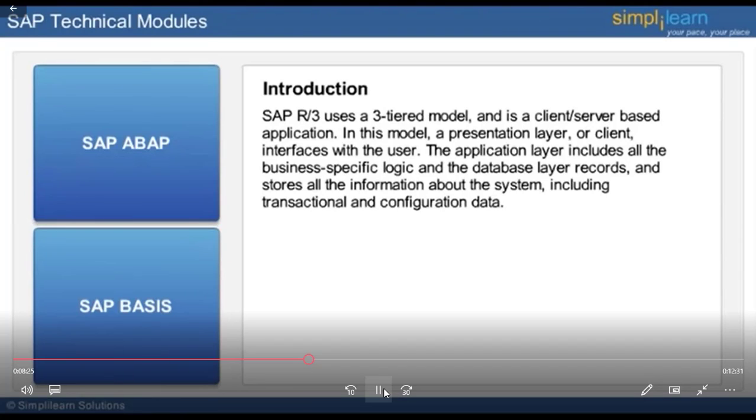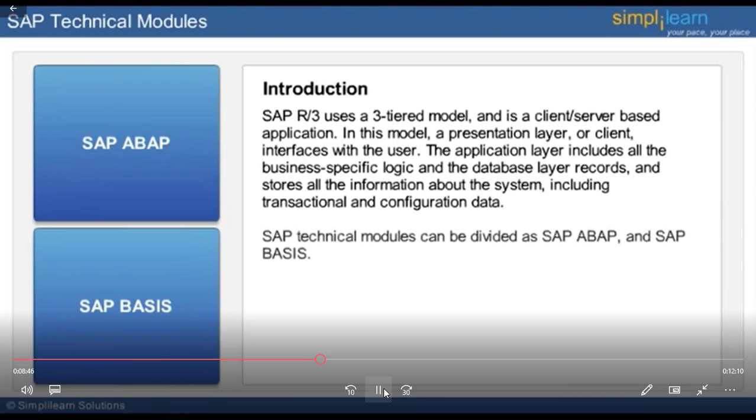In this model, a presentation layer or client interfaces with the user. The application layer includes all the business-specific logic, and the database layer records and stores all the information about the system, including transactional and configuration data. SAP Technical Modules can be divided as follows.